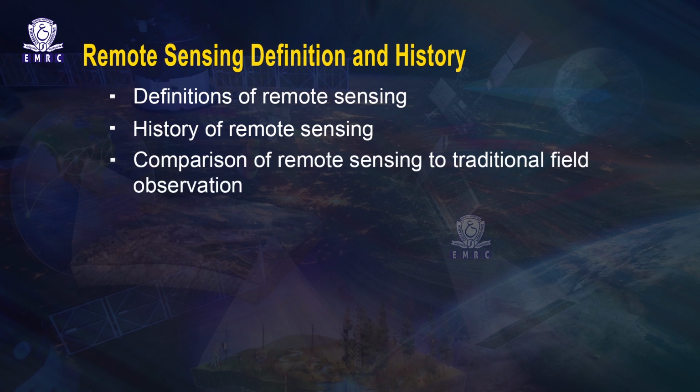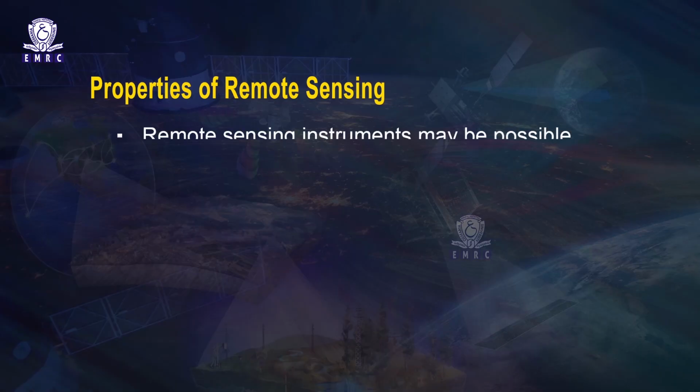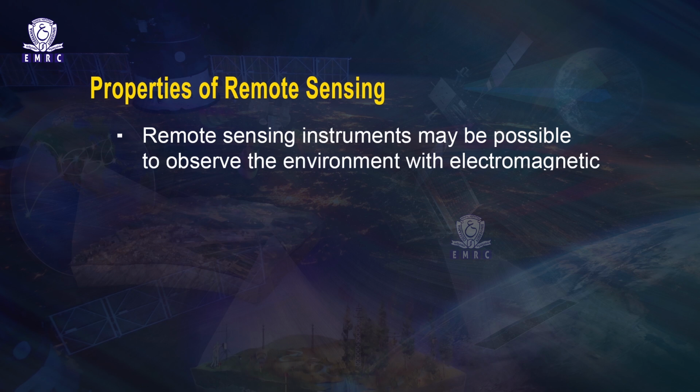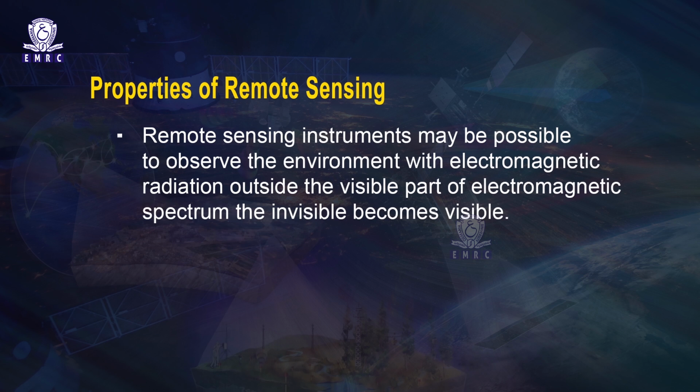Comparison of remote sensing to traditional field observation. The human ability of observation places the subject and individual. Humans observe and process information in real time, and recalling the image recorded in the memory is also an independent process and it's time-bound. We can list the following properties of remote sensing. Remote sensing instruments make it possible to observe the environment with electromagnetic radiation outside the visible part of the electromagnetic spectrum. The invisible becomes the visible.